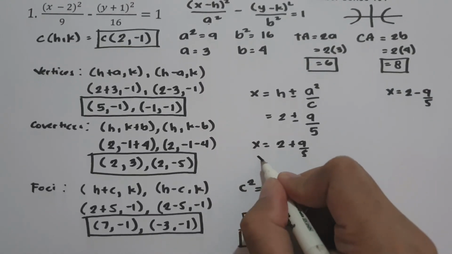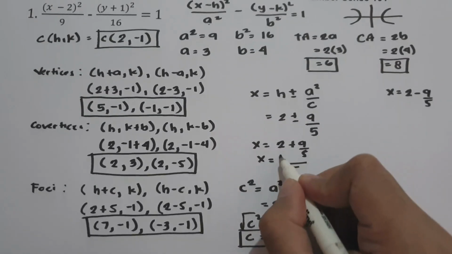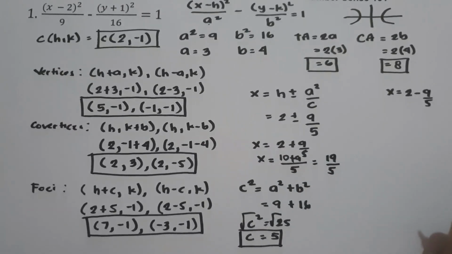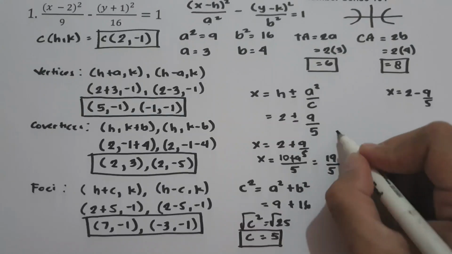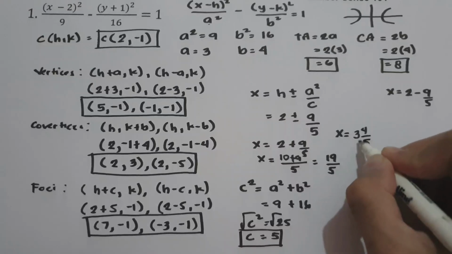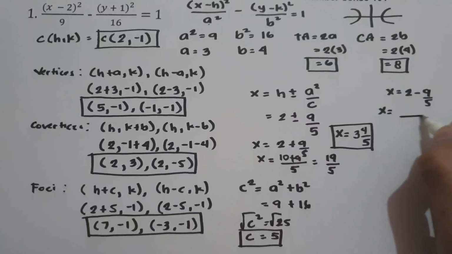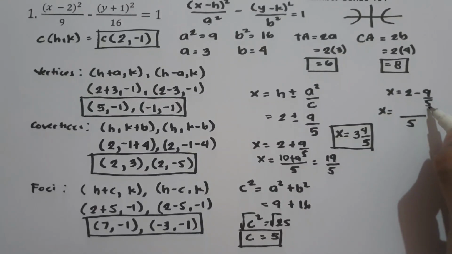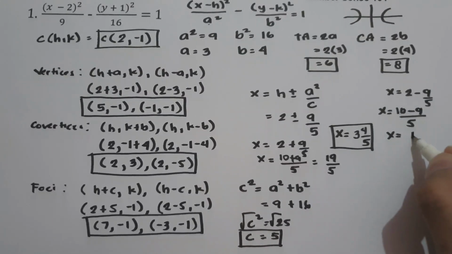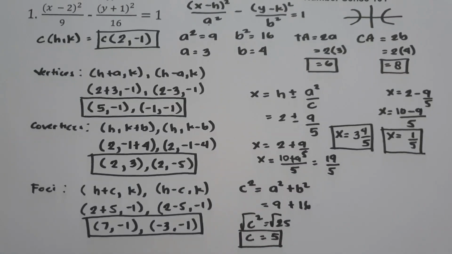So let us simplify x, and let us have 5 as the denominator. 5 multiplied by 2 is 10, plus 9. It will give us 19 over 5. And if we are going to divide this, we have x equals 3 and 4 over 5. On the other side, we have x equals, with 5 as the denominator, 5 multiplied by 2 is 10, minus 9, and that is 1 over 5. So these will be the equations of our directrices.